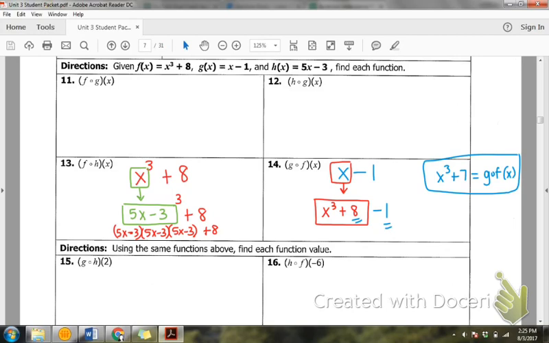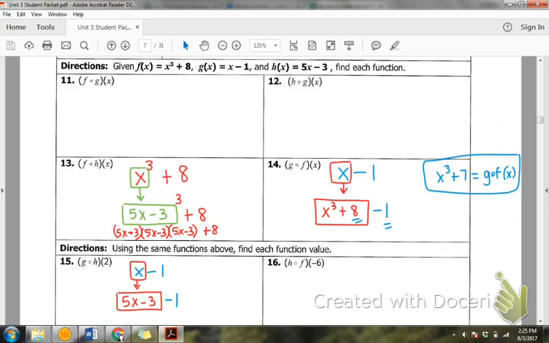So I'm going to start with my g function, x minus 1, but instead of x, I'm plugging in the entire h function, which is 5x minus 3. Is there any work to be done on the 5x minus 3? We need to plug in 2 for the x. Not yet. We don't do that until it's all the way simplified. So what can we still simplify here?